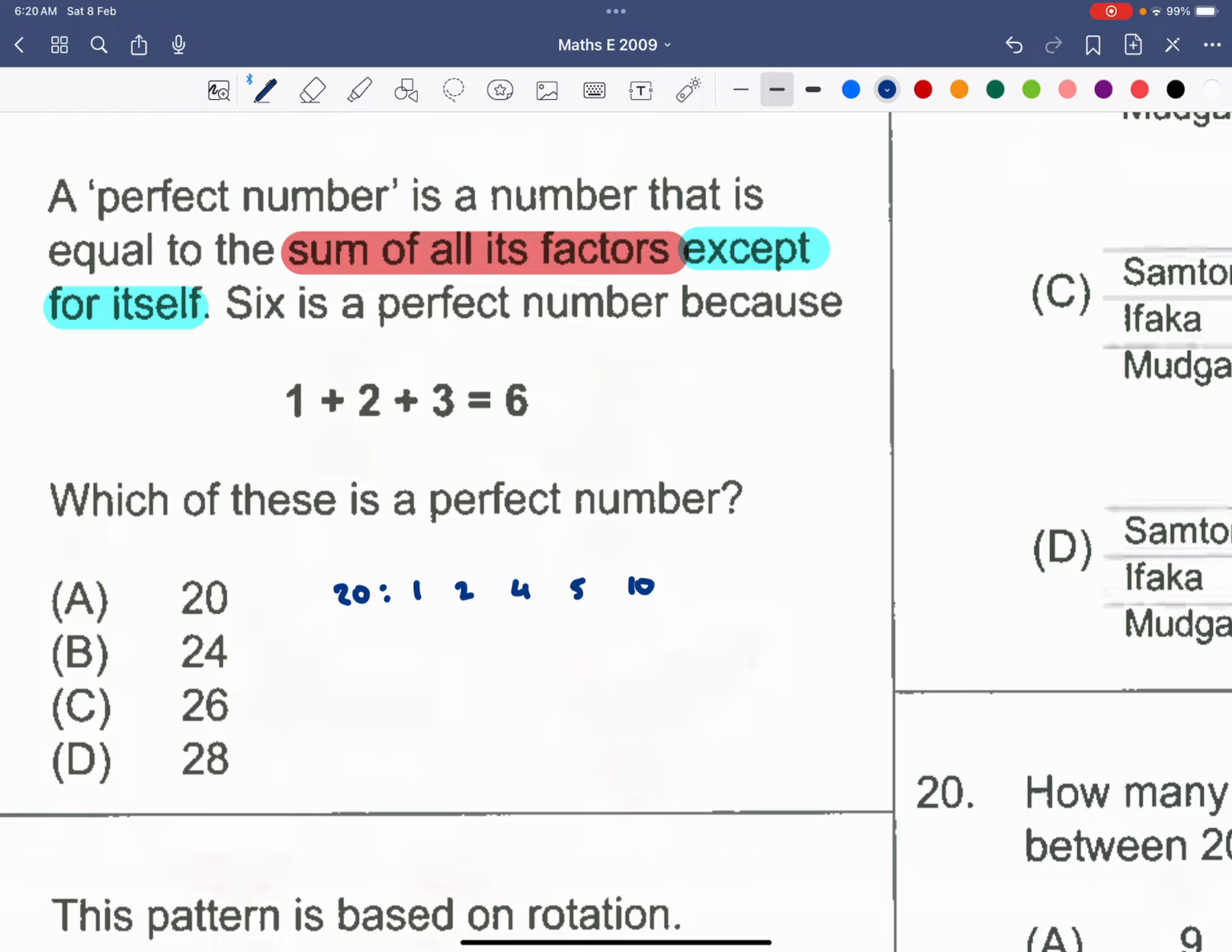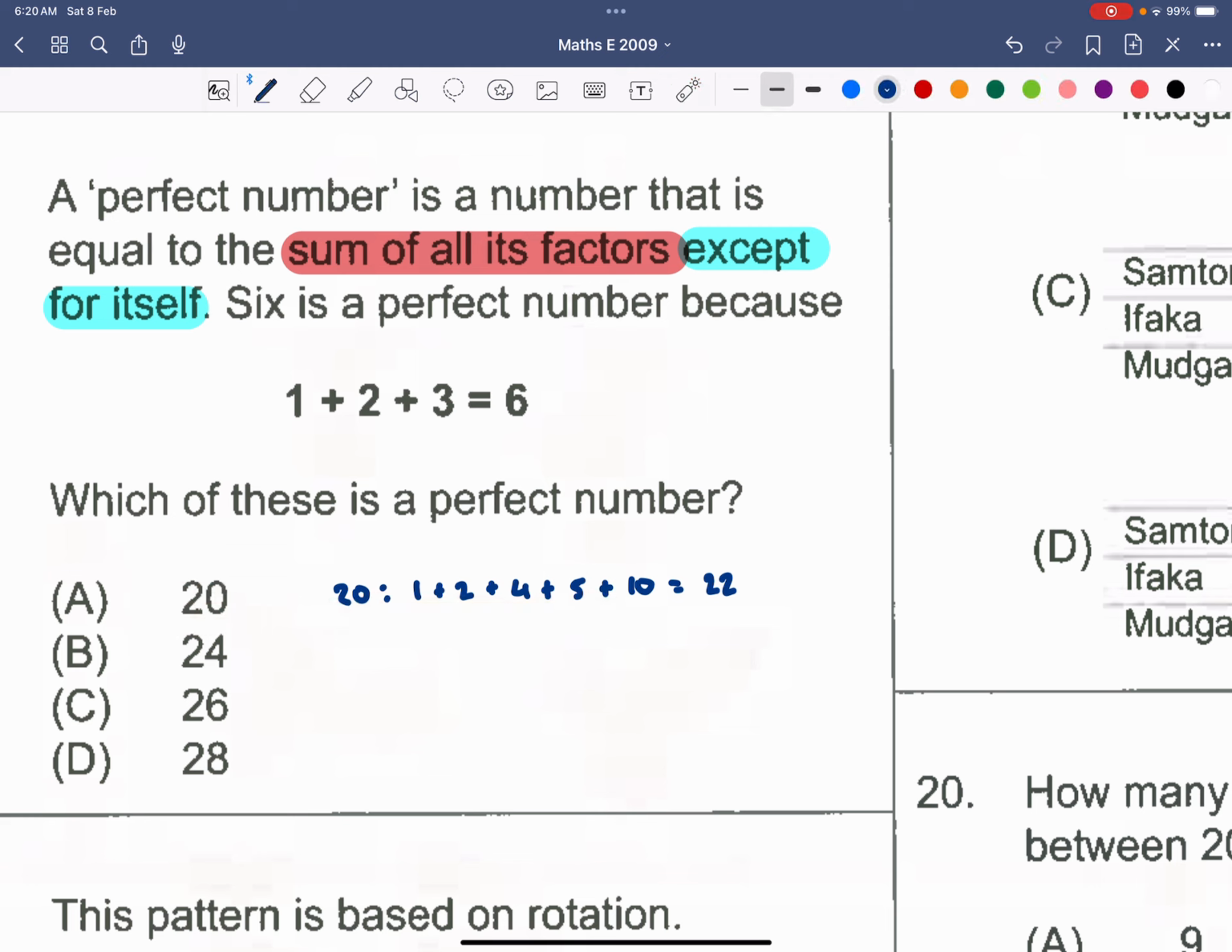And then we don't include 20 itself because it says except for itself. So now let's add these up. 1 plus 2 plus 4 plus 5 plus 10. What do we get? 1 plus 2 is 3. 3 plus 4 is 7. 7 plus 5 is 12. 12 plus 10 is 22. Oh, that doesn't work. That's not a perfect number because we want a number where it adds up to the sum of its factors. Okay, so it's not 20.